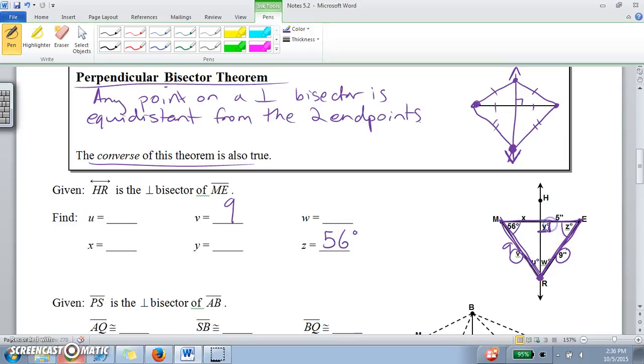Y, since this is the perpendicular bisector, this must be a right angle right here because these two things have to be perpendicular. So Y has to be 90 degrees. Since it's a bisector, this piece right here has to be congruent to this piece right here. So X has to equal 5. And U and W are both going to be the same because we've got two congruent triangles here. So if this is 56, this is 90. We add those up. We get 146 and we subtract that from 180 to find this angle right here, which is the same as this angle right here. So 180 minus 146 gives us 34 for each of these.